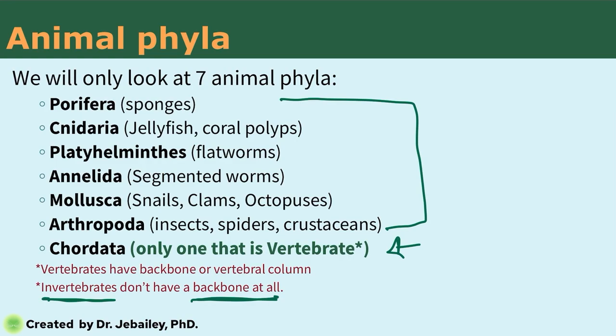So for Porifera, we have sponges. For Cnidaria, we have jellyfish. For the Platyhelminthes, we have flatworms. For Annelida, we have segmented worms. For Mollusca, we have snails, clams, octopuses. And for Arthropoda, we have insects, spiders, and crustaceans. You have to know these names, and you have to know examples. So here we have very summarized examples and the names that you should know by heart.